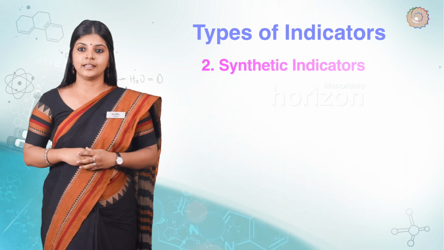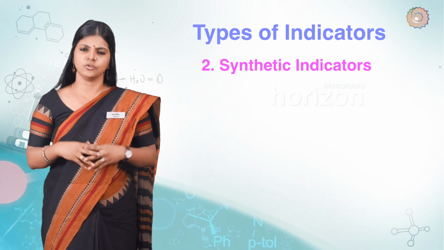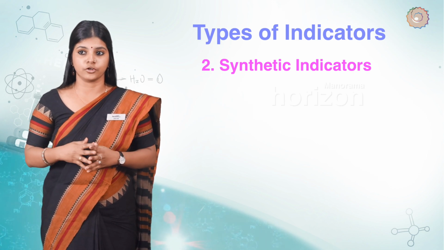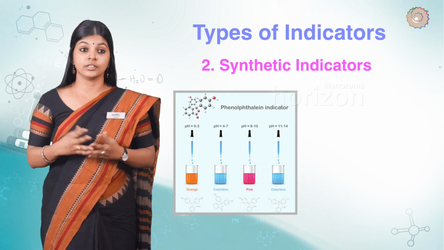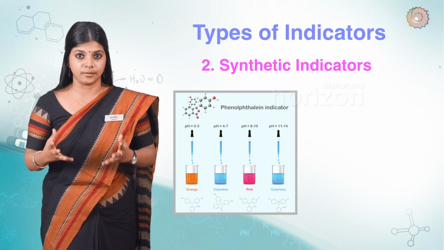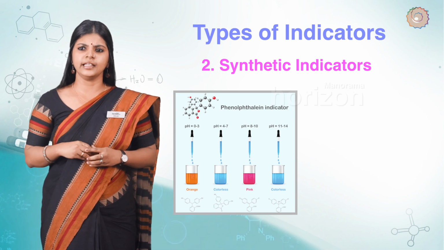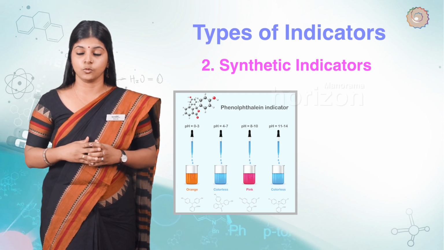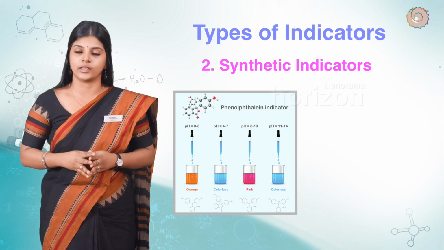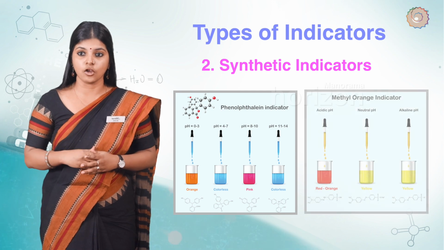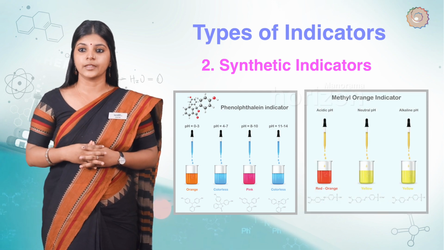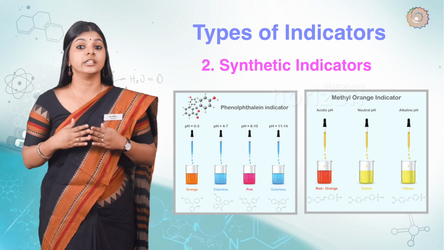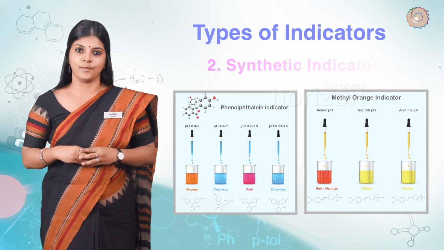The second type of indicators are the synthetic indicators, which are also called man-made indicators that are synthesized in laboratories. The most commonly used synthetic indicators are phenolphthalein and methyl orange. Phenolphthalein is a colorless liquid. It turns pink in color with a base, whereas it remains colorless with an acid. Whereas methyl orange is an orange colored liquid. It turns red when mixed with an acid and turns yellow when mixed with a base.